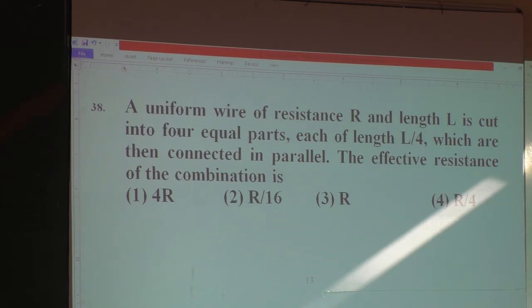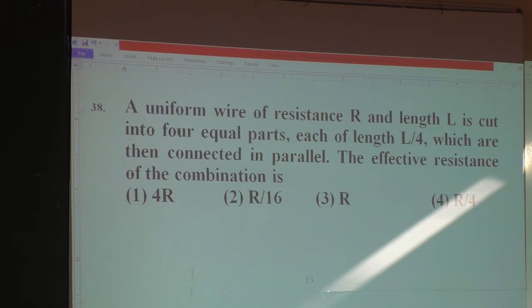Resistance R, length L. You know that resistance is directly proportional to length. If you cut the wire of length L into 2 equal parts, resistance also gets halved, because R is rho L by A, and when you cut the wire, rho remains same, A remains same. Only L is the factor which is changing. R is directly proportional to L. When L is L by 2, R is R by 2. Now it is cut into 4 equal parts. So what is the resistance of each part? R by 4, R by 4, R by 4, R by 4, because each length is L by 4, which are then connected in parallel.